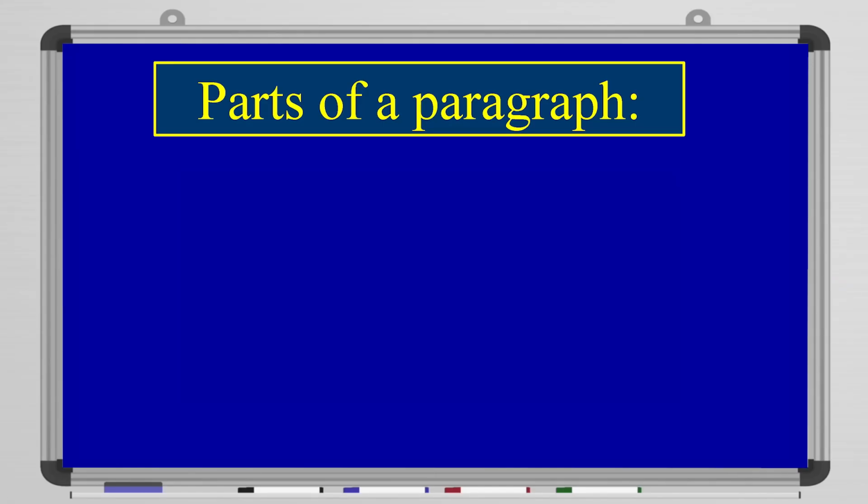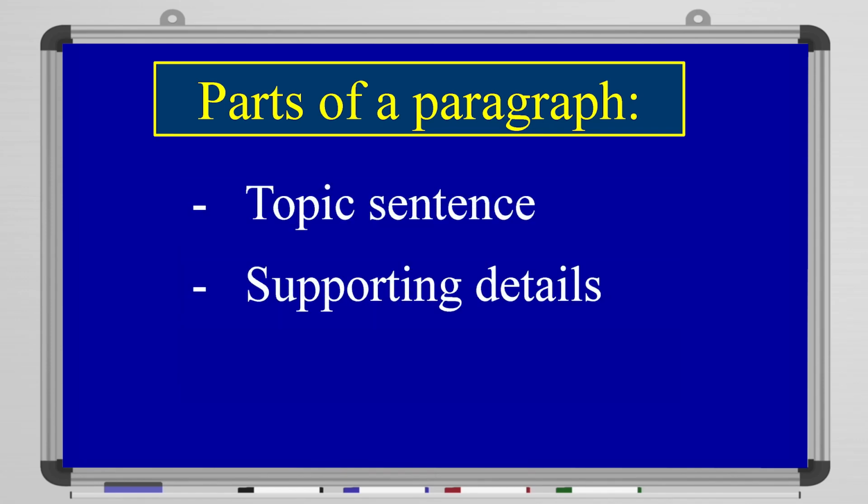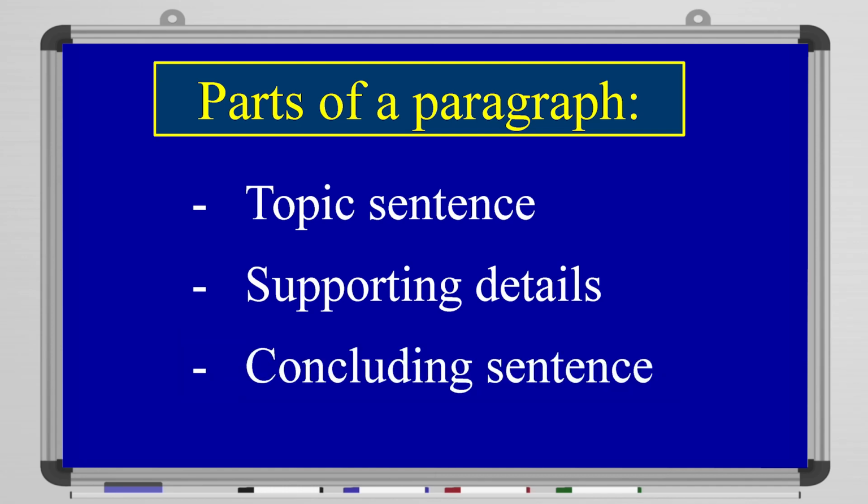Now, we know the parts of the essay, and we know that the essay has 4 main paragraphs. So what are the parts of the paragraph? Each paragraph will have a topic sentence, followed by supporting ideas, and then concluded with a concluding sentence.